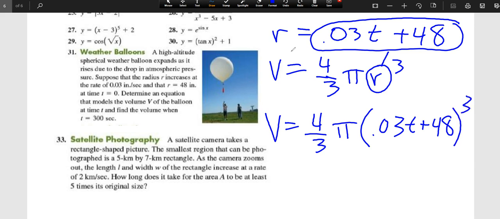Did you understand where I got the plus 48 from? They gave me the y-intercept. So they just want me to do the substitution. So now it says determine an equation that models the volume V at time t. Find the volume when t is 300 seconds. So we just put 300 in here for t. Okay. Makes sense? Yep. Type on the machine.